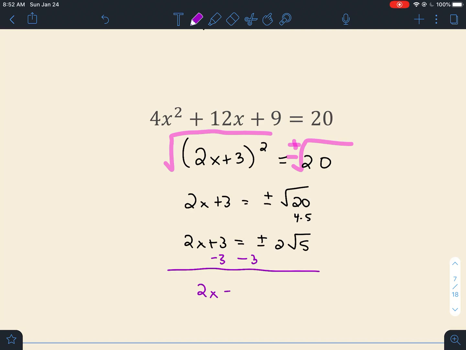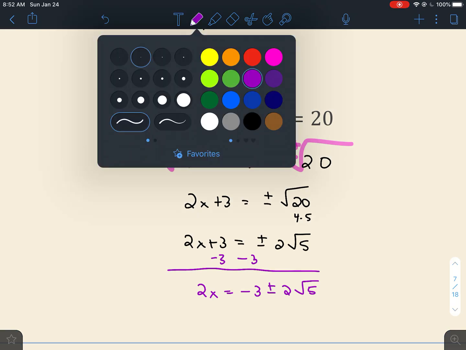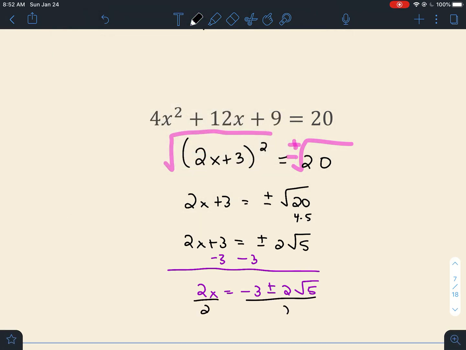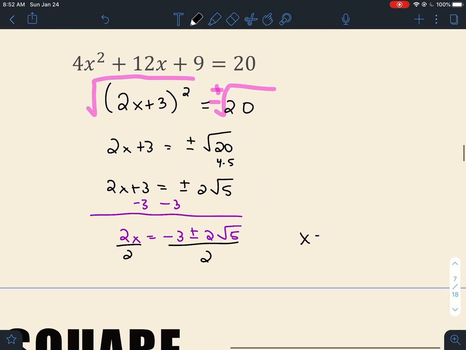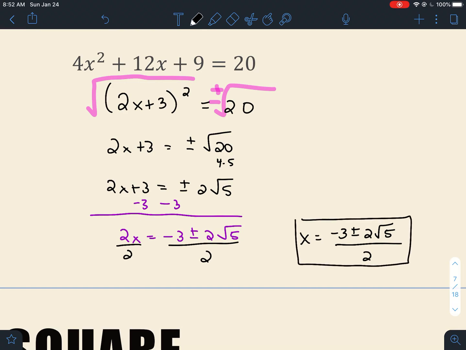And we would get 2x equals negative 3 plus or minus 2 square root 5. And then divide both sides by 2. And we get x equals negative 3 plus or minus 2 root 5 over 2. And notice you have a binomial on top over a monomial. And so we can't reduce. And so we're going to leave it like that.